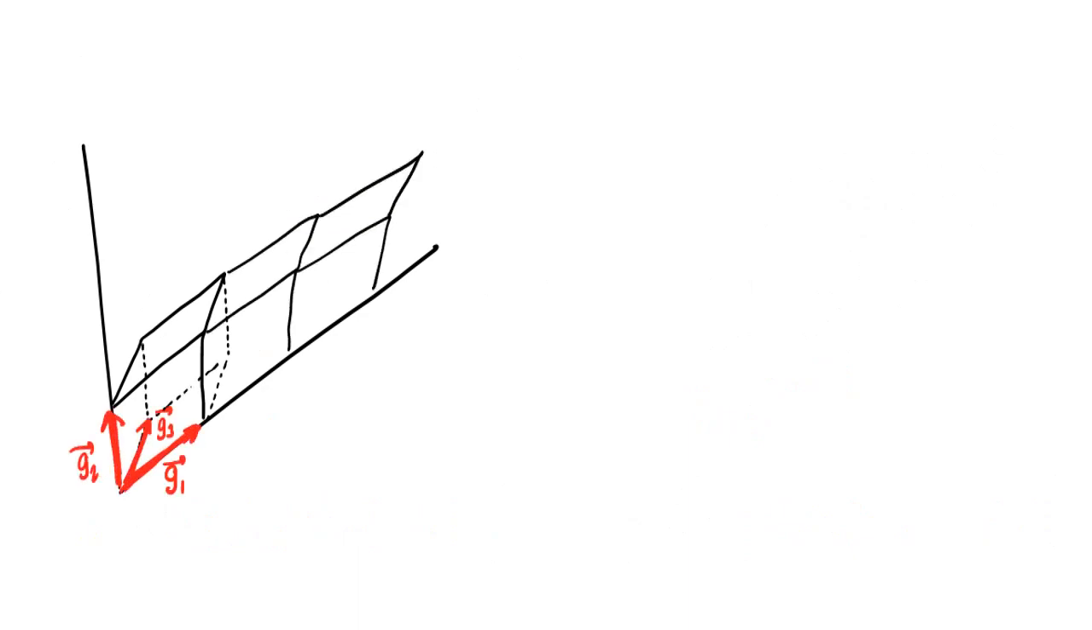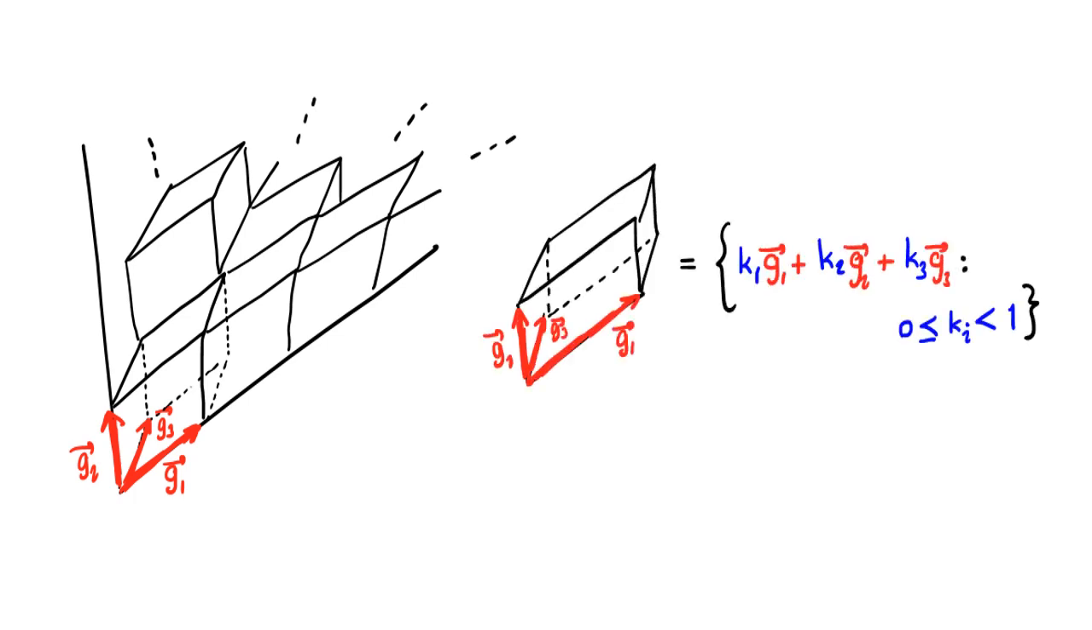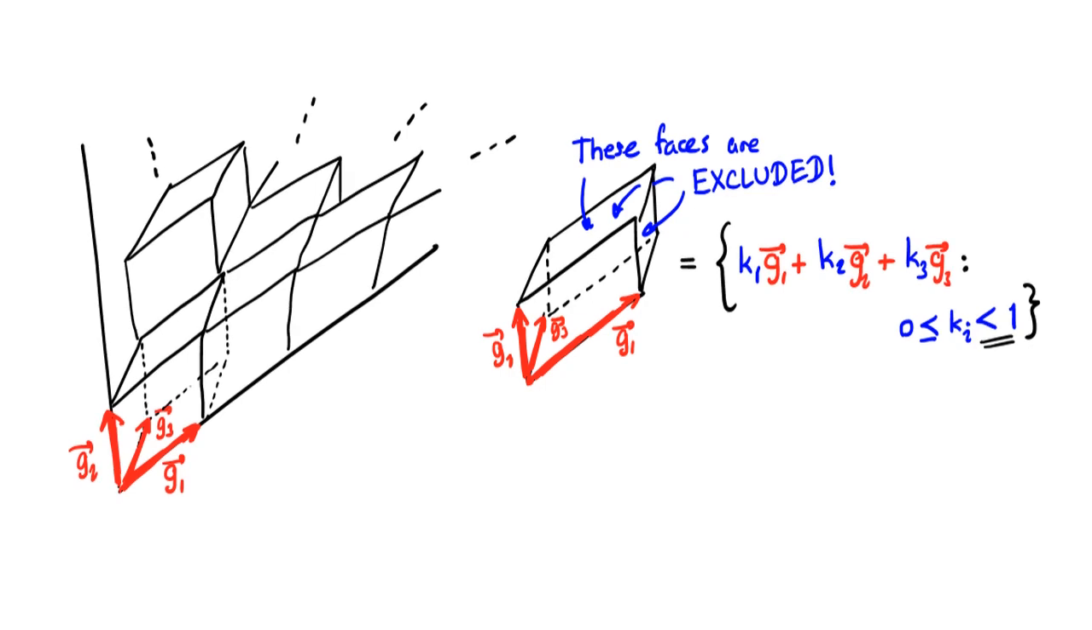It is the same thing for the 3D case. We can tile our cone with parallelepipeds generated by G1, G2, and G3, while the faces not containing the origin are removed, so that we can tile the entire cone without overlaps.